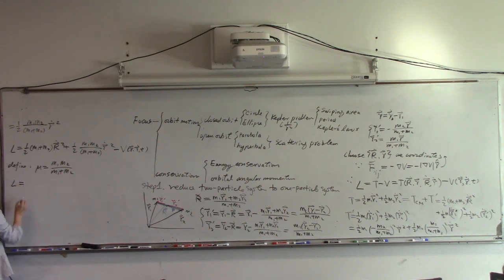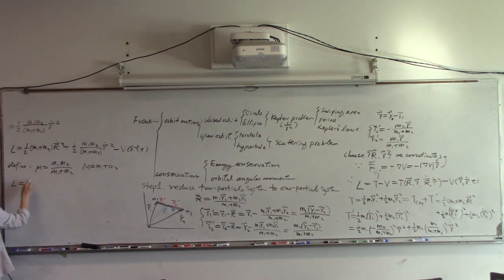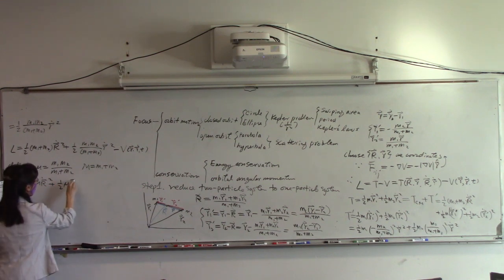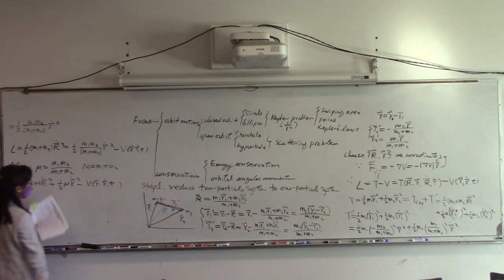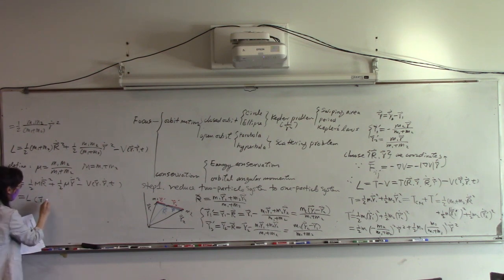So now L is... and the capital M is this total mass, right? So now we have half of the capital mass M, R dot squared, plus half of the reduced mass mu, lower r dot squared, minus V. So you see the function has no capital R, right? Only lower r, and capital R dot, lower r dot, and maybe time.